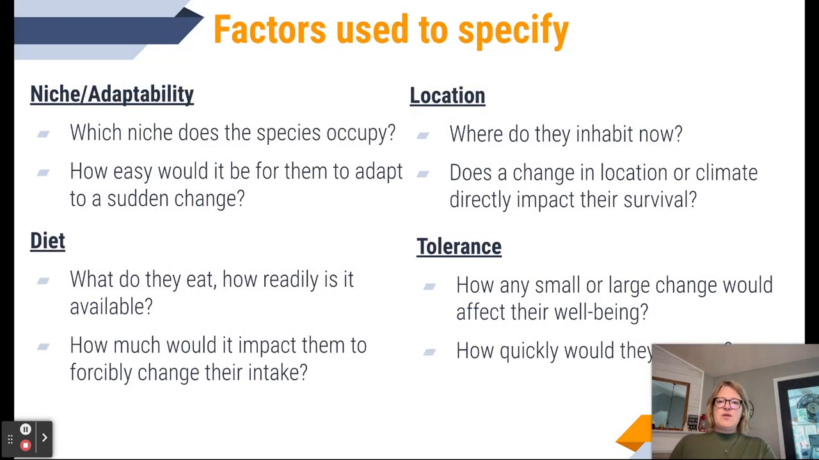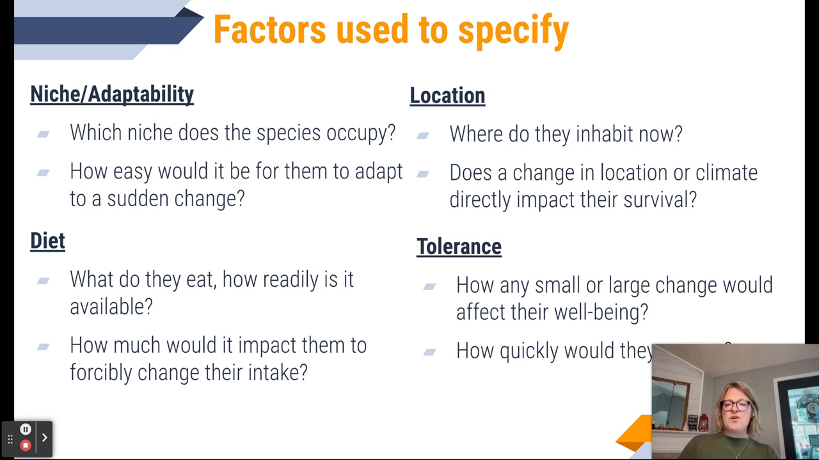Okay, so factors that we use to specify the difference between a generalist and a specialist species include four different things. First, niche and adaptability. The questions you ask yourself are, which niche does this species occupy, and how easy would it be for them to adapt to a sudden change? Answering those questions can help you figure out if it's a generalist or a specialist. Same thing with diet. What do they eat? How readily is it available? Something like bamboo, if it was cut down in an area of a forest, would that mean the animal can't live there any longer? Or would it be able to adapt and eat something else?